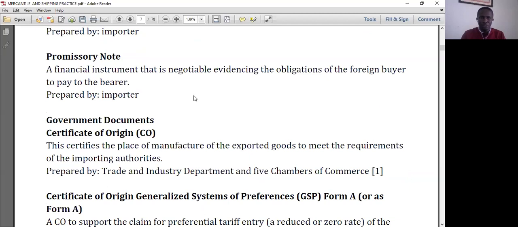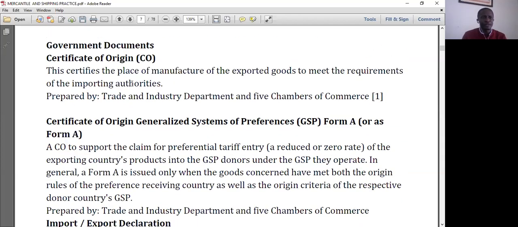Okay. Then promissory note, a financial instrument that is negotiable, evidencing the obligation of the foreign buyer to pay the bearer. So it is a negotiable instrument giving the obligation or the condition that the foreign buyer will pay the bearer, that is the exporter.